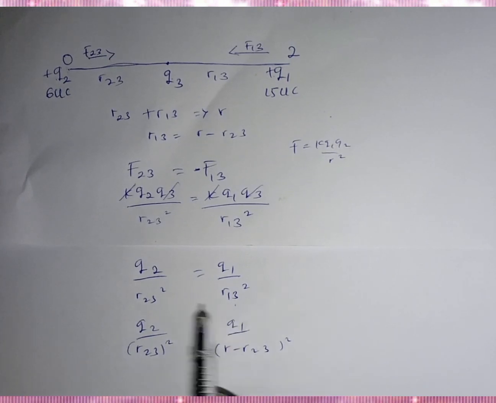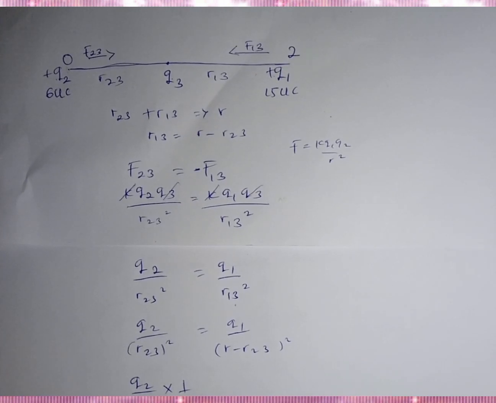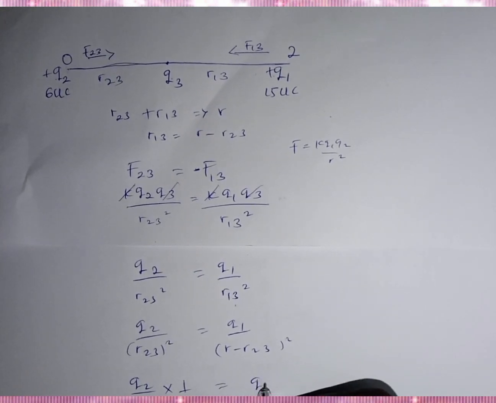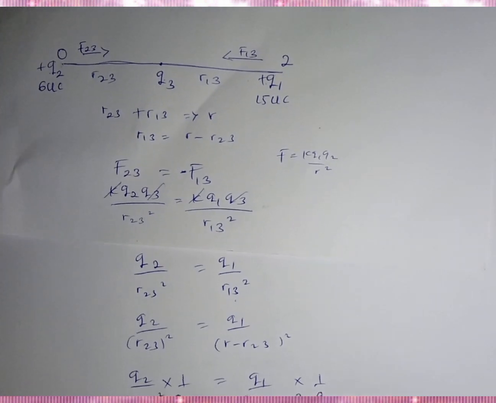So now actually, let's rearrange this. So rearranging this, let's multiply everything through by the inverse of Q1. So multiplying everything through by the inverse of Q1, it will become R23 square times 1 over Q1. So let's multiply everything through by the inverse of Q2. So it will be 1 over Q2 equals to Q1 multiplied by R minus R23 square times 1 over Q2. Our aim is to arrange everything properly.